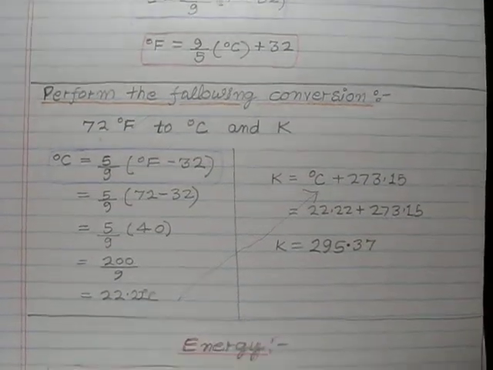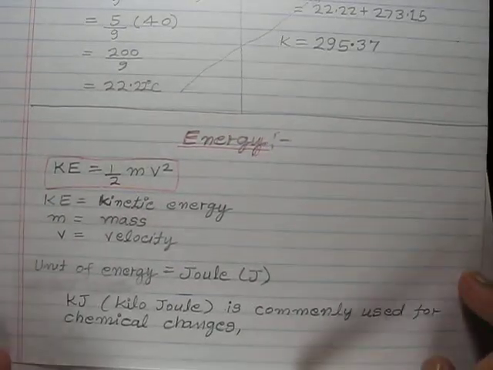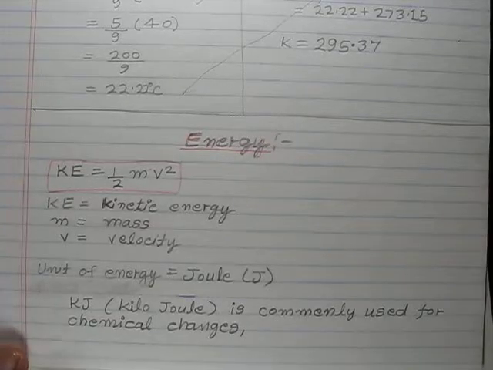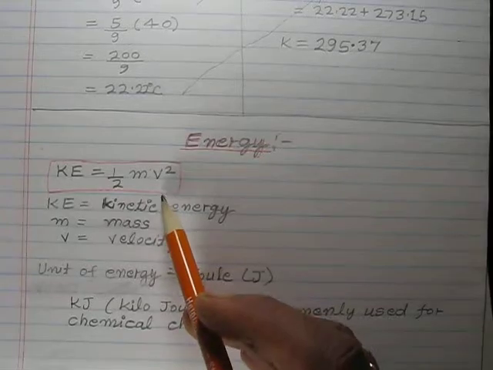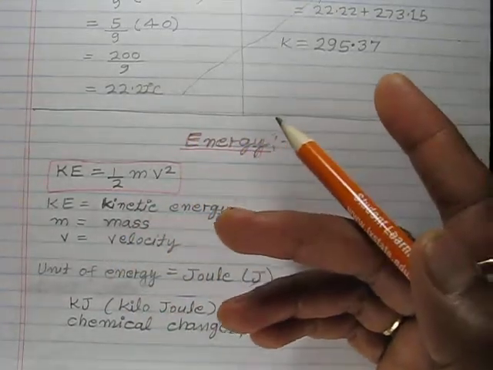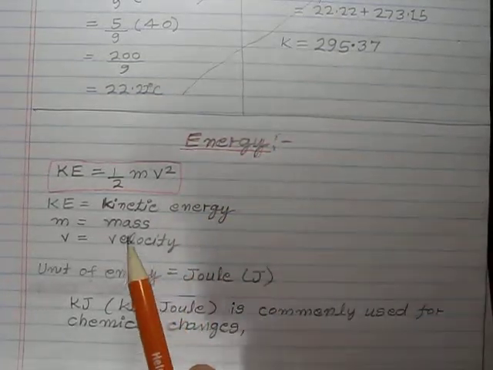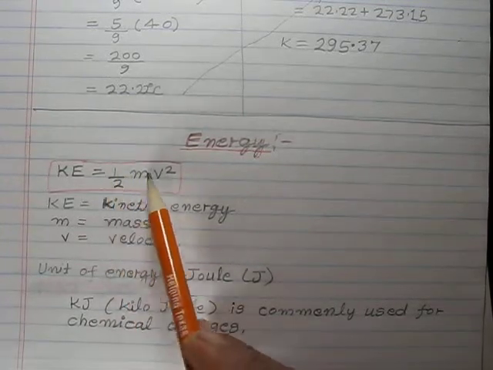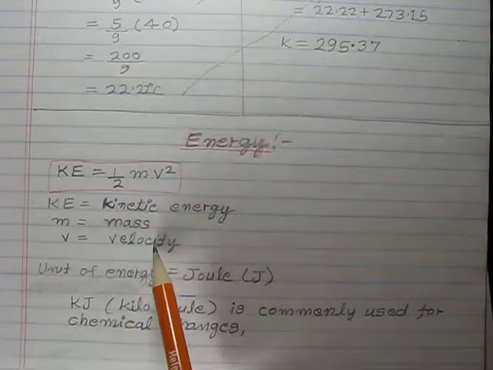So let's talk about the next part, which is energy. It is a very brief description, but in detail we will study it in the thermodynamics chapter. As we have seen earlier in the video, there are two types of energy: one is kinetic energy and another is potential energy. Kinetic energy can be calculated by this formula, which is half mv square, where m is the mass and v is the velocity.